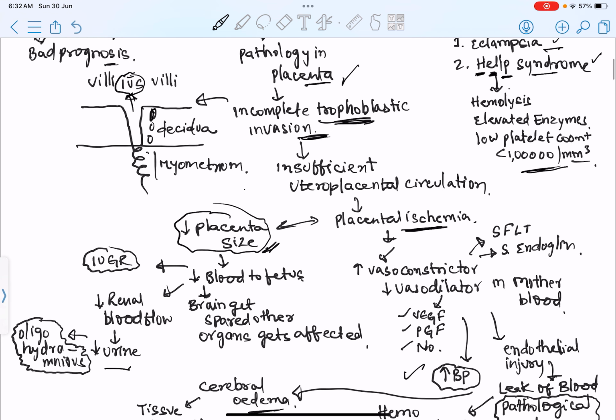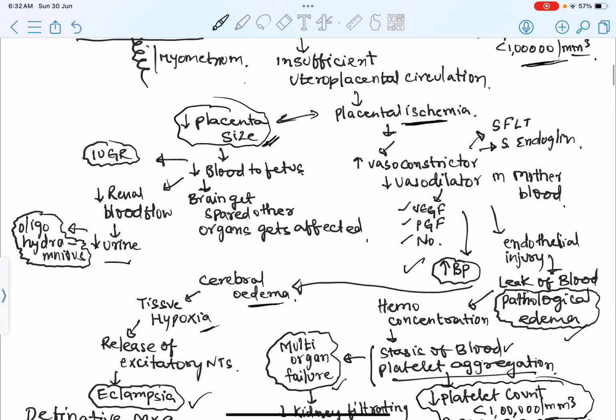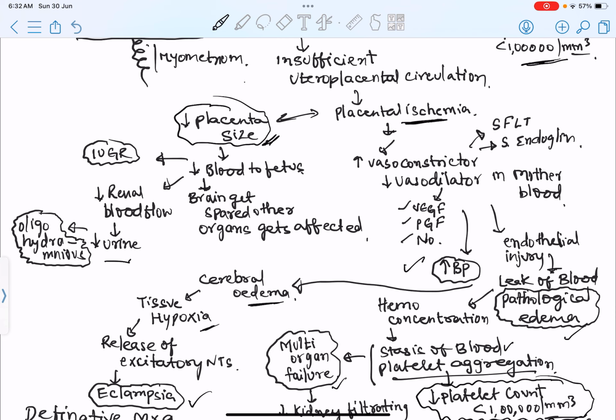Now this incomplete trophoblastic invasion leads to insufficient uteroplacental circulation, which leads to placental ischemia. Now this placental ischemia leads to reduced size of placenta. This placental ischemia brings changes in the mother's blood, which is it increases the vasoconstrictors in mother's blood and decreases the vasodilators in her blood.